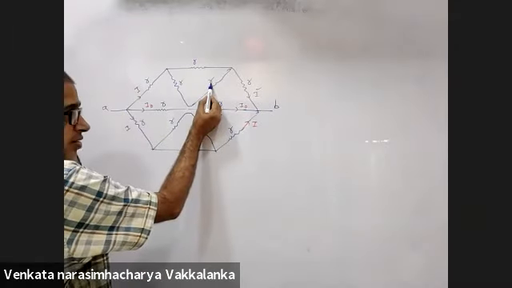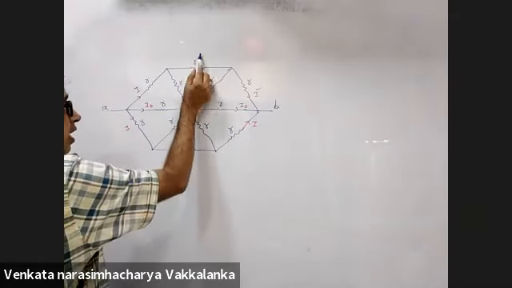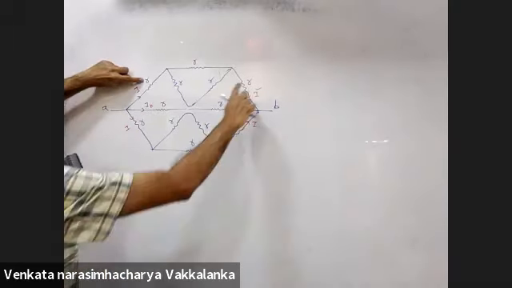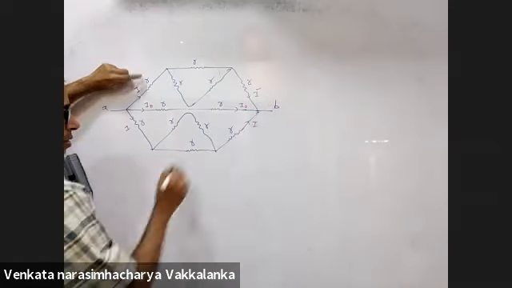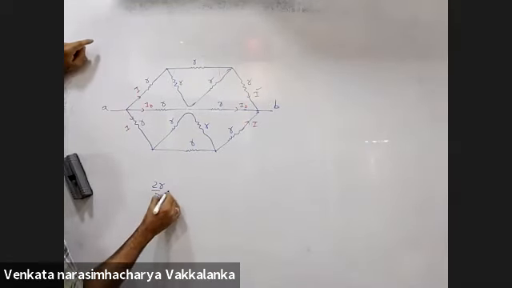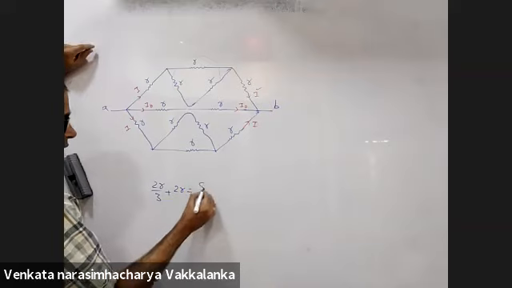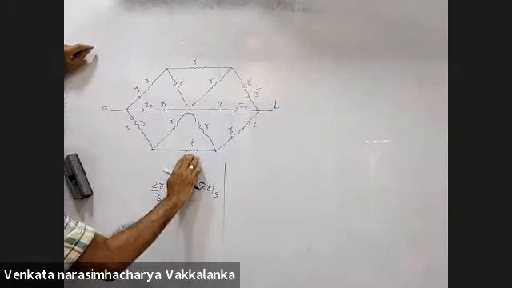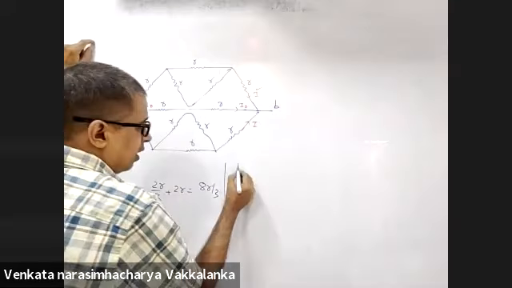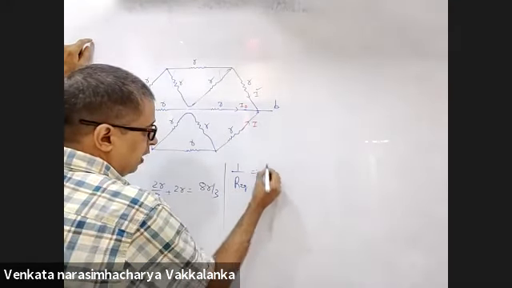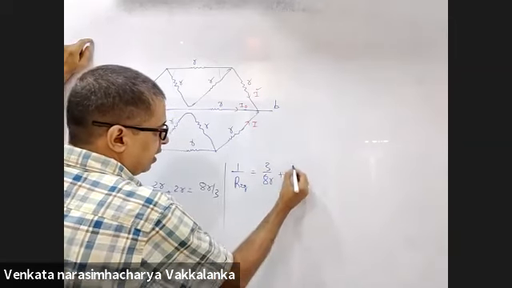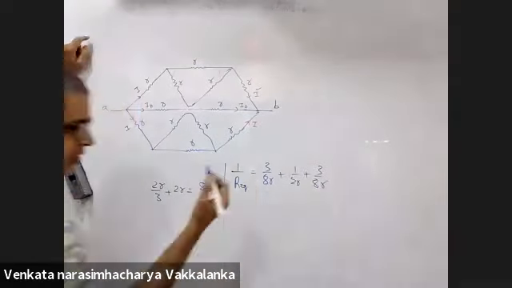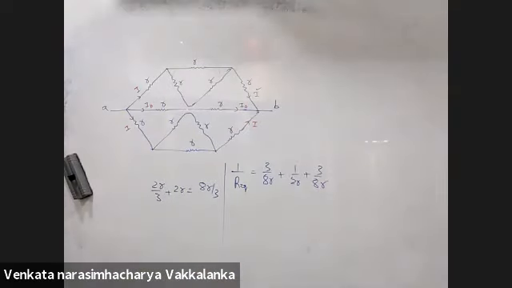Problem is finished from here. R and R are in series. 2R and R are in parallel. 2R by 3 plus 2R is 8R by 3. 8R by 3, 8R by 3 and 2R are in parallel. 1 by R equivalent is 3 by 8R plus 1 by 2R plus 3 by 8R. Find out R equivalent.